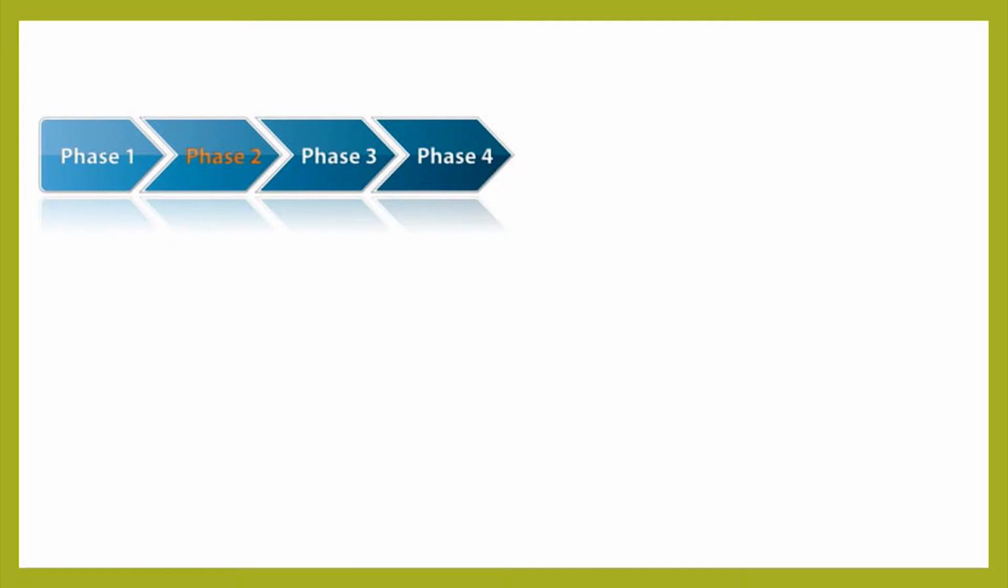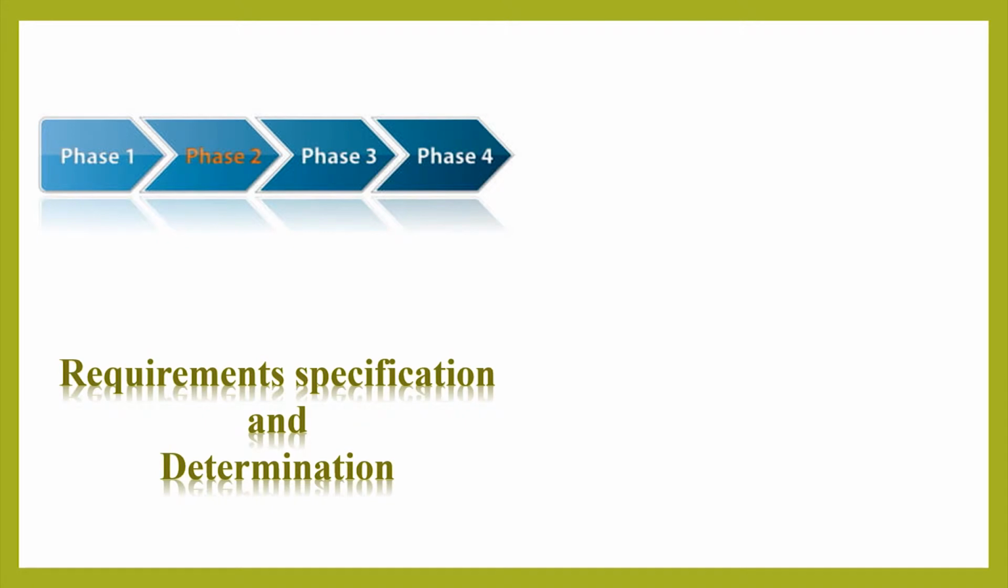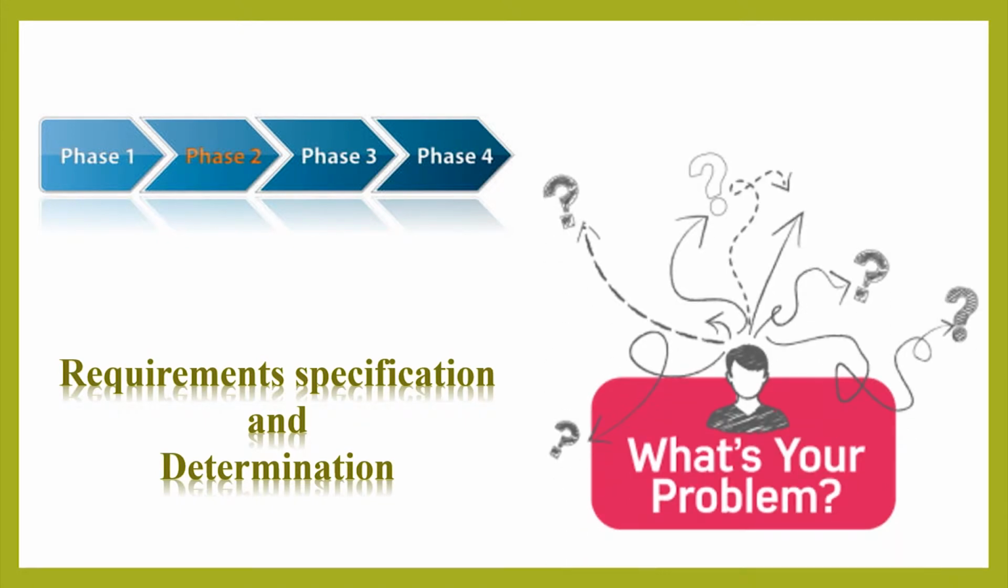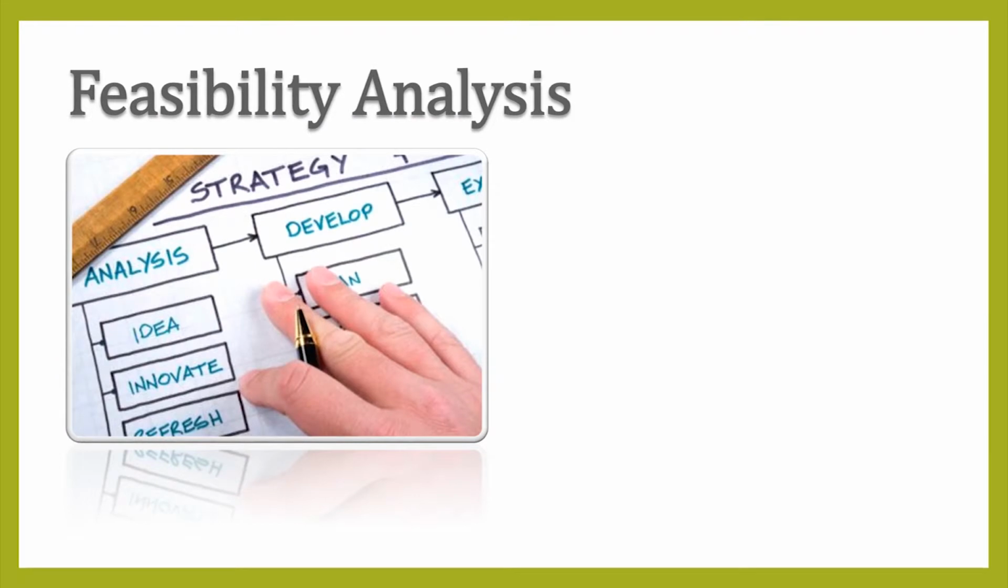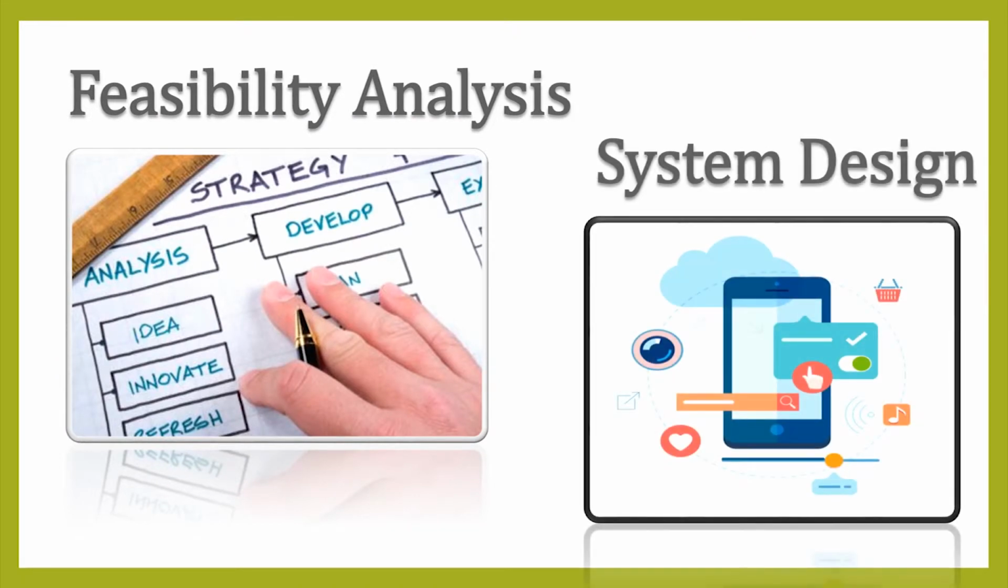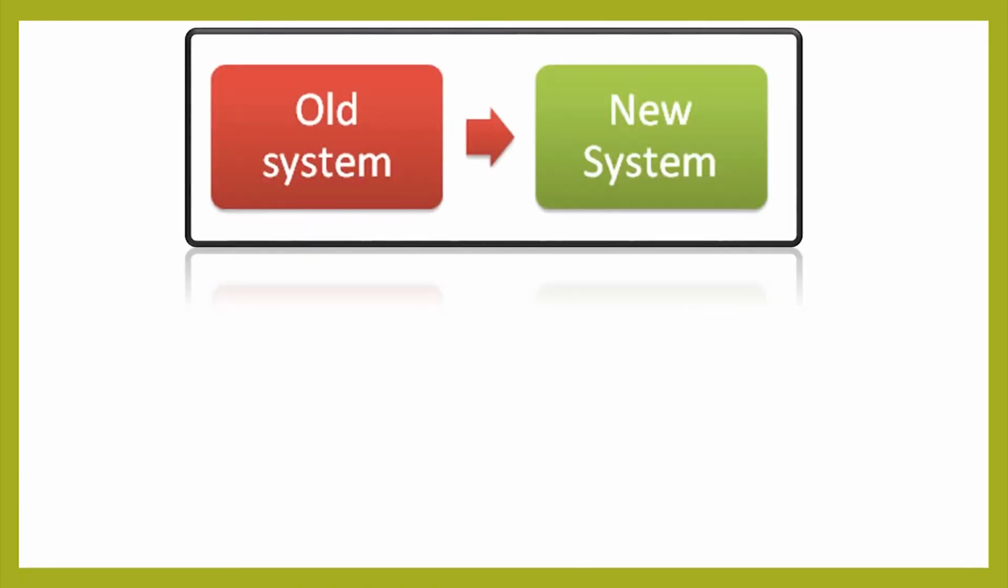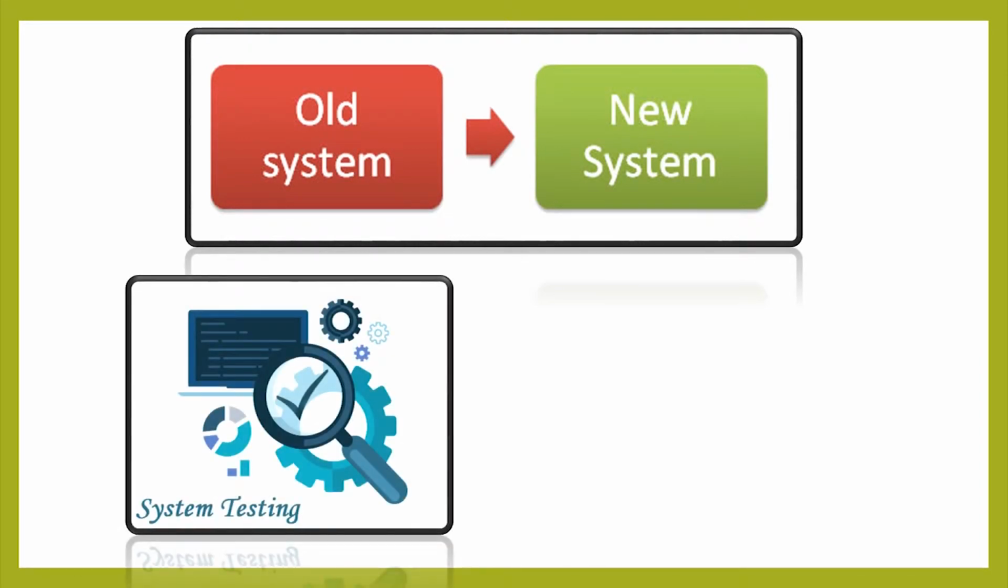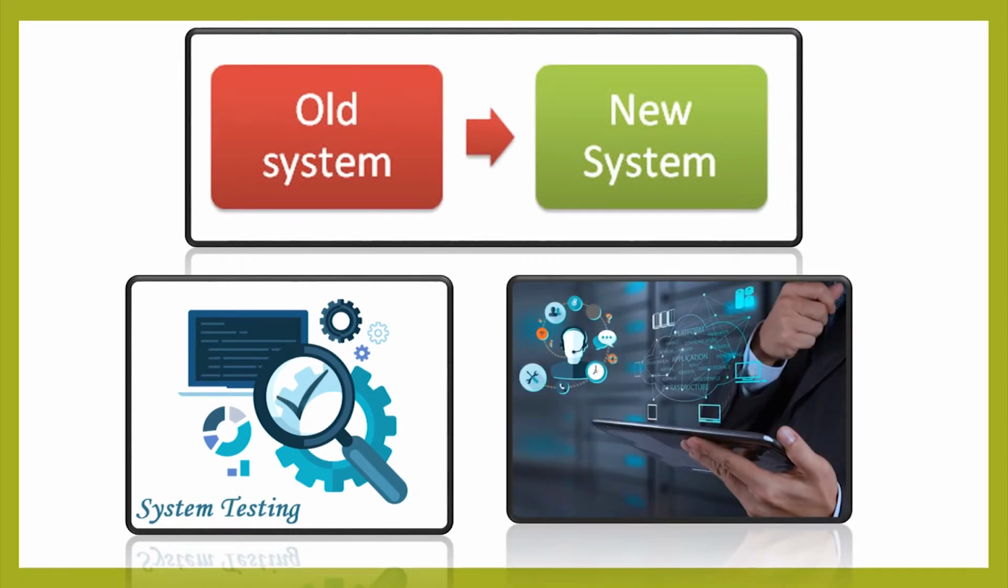There are different phases for the development of the system. Let's look at them briefly. Firstly, requirement specification and determination, which includes problem definition. The next step is feasibility analysis. System design follows next, and system implementation is the fourth step. System testing is done, or it is evaluated, and lastly, the system is modified and maintained. Now let's discuss these phases one by one.